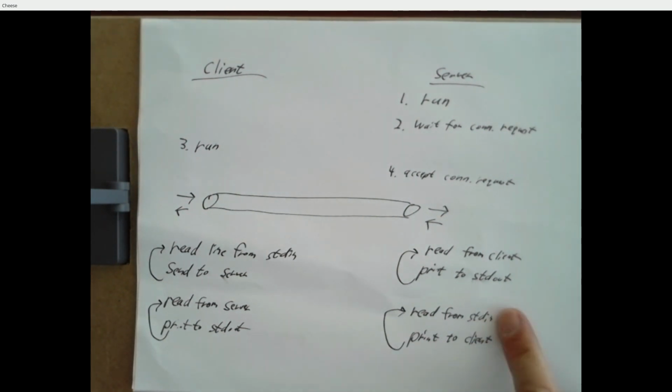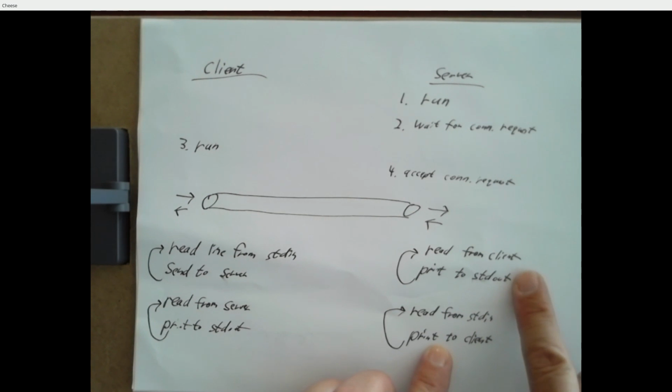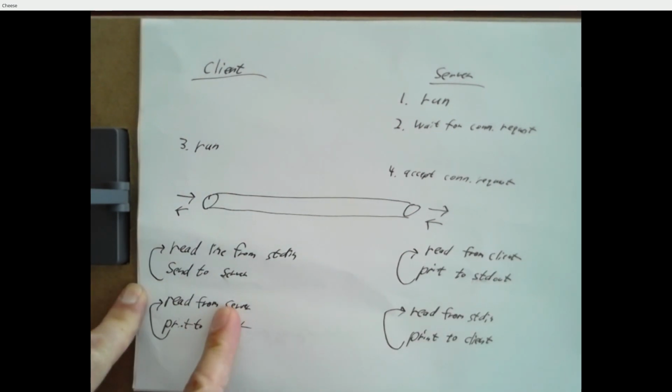So now while the person is typing in, and this is waiting for the person to hit enter so they can send it to the client, this thread is still reading from the client. And every time a message comes in, it prints it out, goes back, waits for a new message. And same thing over here. So you're going to want to use threads in here. Okay.